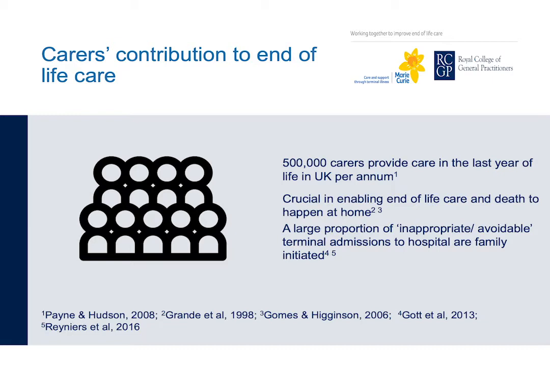The majority of patients prefer to remain at home towards the end of life if possible. Carers are crucial in enabling end-of-life care and death to happen at home, and remaining at home is more likely for patients who have some form of informal carer support. Conversely, a considerable proportion of terminal inpatient admissions that can be classified as inappropriate or avoidable are family-initiated when family feel unable to cope.